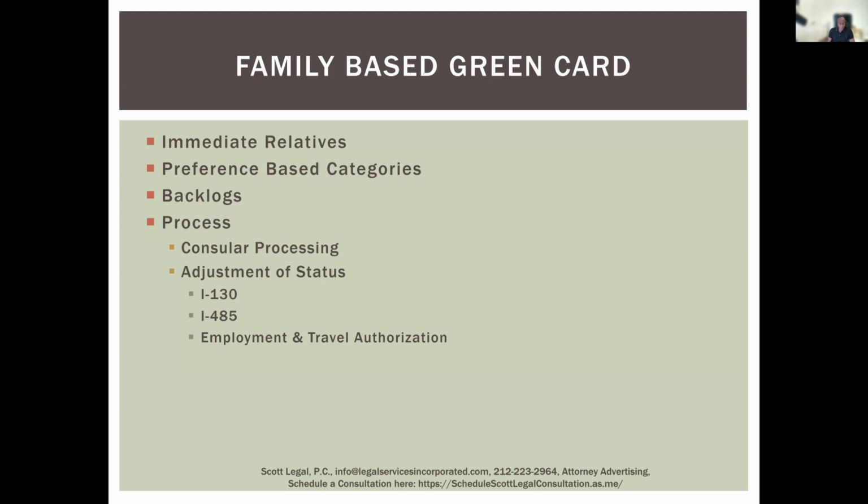Now, we do see that a lot of people move to the family-based green card based on having status in the United States. So it could be that they enter on an E2 or an L1 or whichever type of visa, and then they meet a US citizen and they get married. That happens often, and they adjust based on that category.